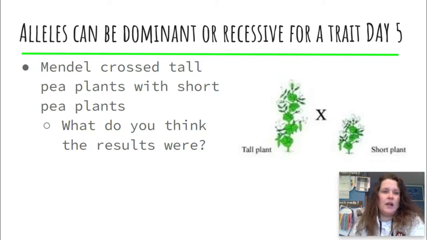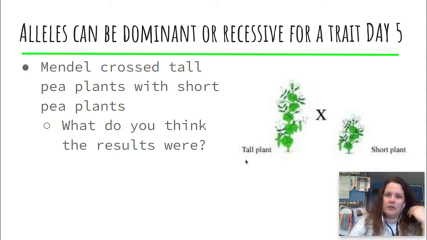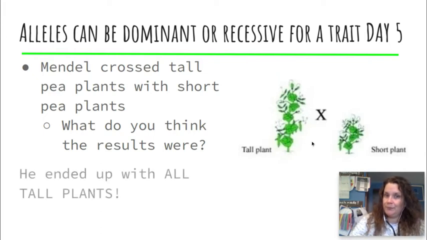And so Mendel crossed tall pea plants with short pea plants. And when he crossed those and fertilized them, what do you think the results were? Do you think the results were tall, short, or do you think they were medium sized plants? He ended up with all tall plants.